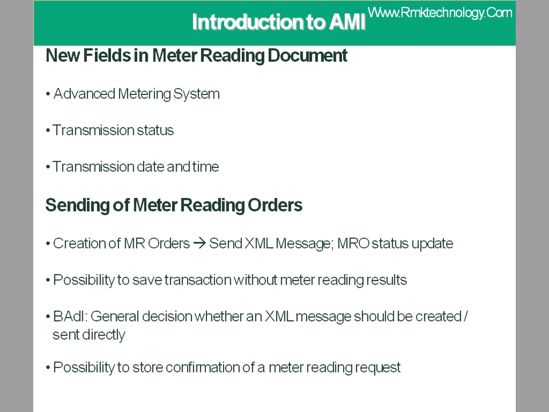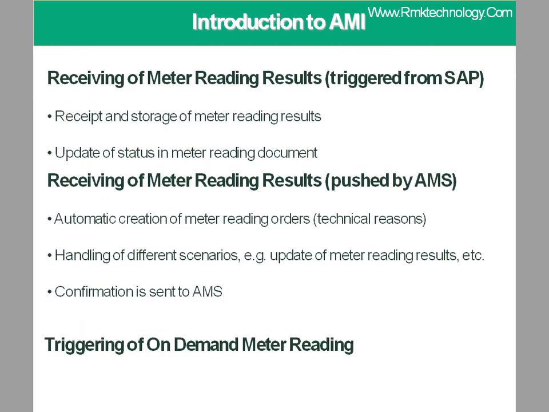The process of meter reading order creation can be summarized as follows. Creation of MR order. Send XML message. MRO status is updated. Trigger for meter reading result can be from SAP or from AMS system. The subsequent procedures for SAP and AMS are different. When triggered from SAP, meter reading result is stored and status of meter reading document is updated. When pushed from AMS, meter reading order is created and confirmation is sent to AMS. Also, on-demand reading can be triggered from SAP.